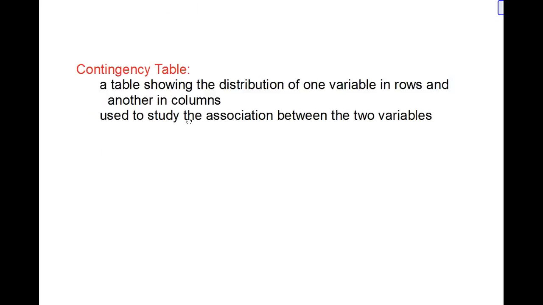One way to look at compound events is a contingency table. This is a table showing the distribution of one variable in rows, or one possible event in rows, and the other in columns. It's used to study the association between these events or variables. So let's look at an example using a contingency table.